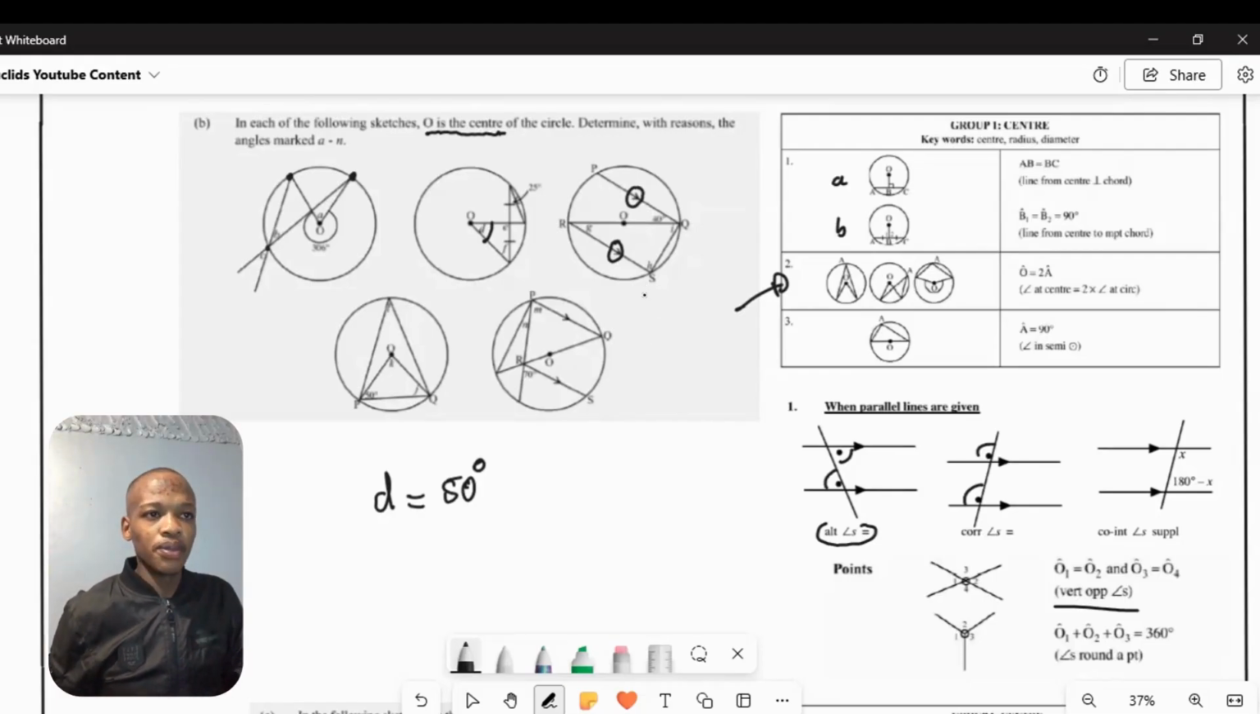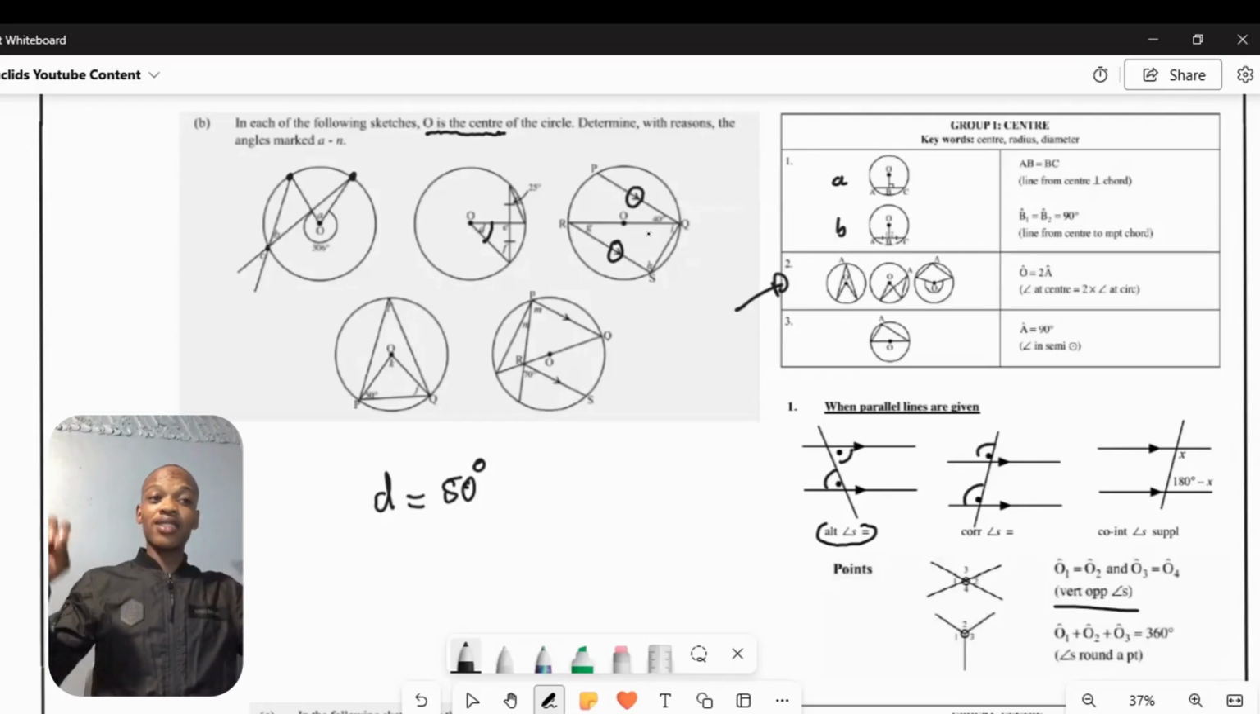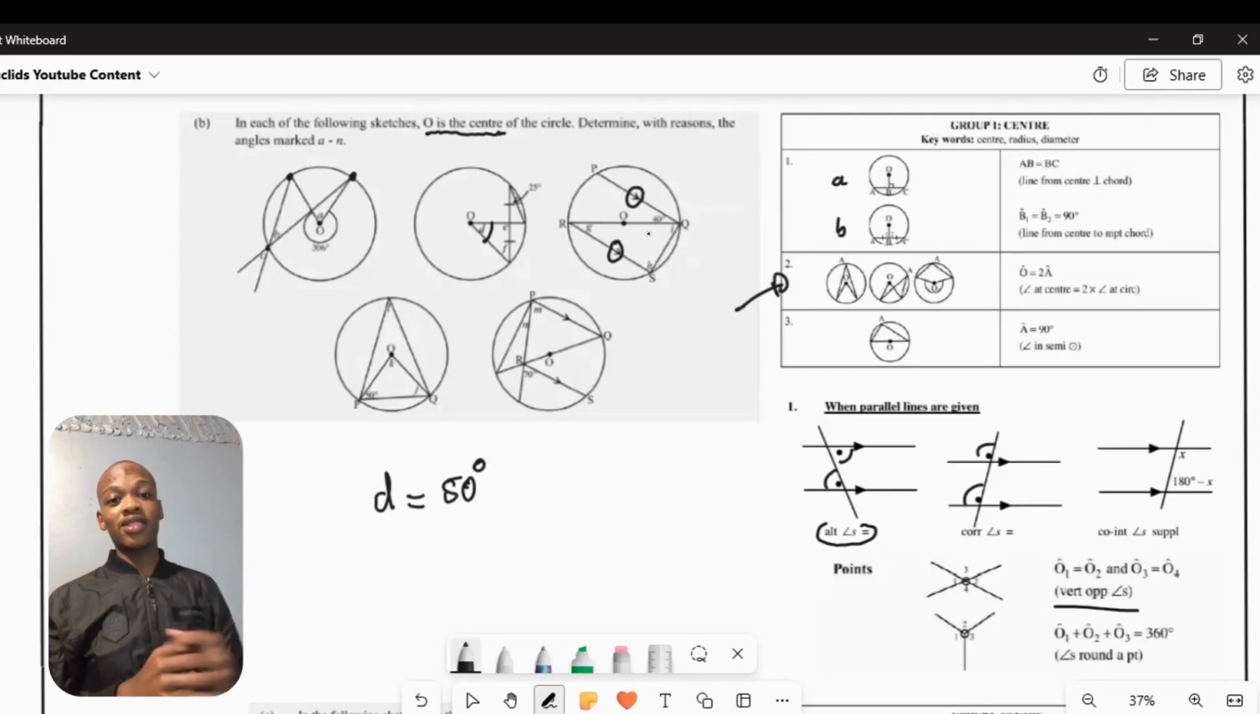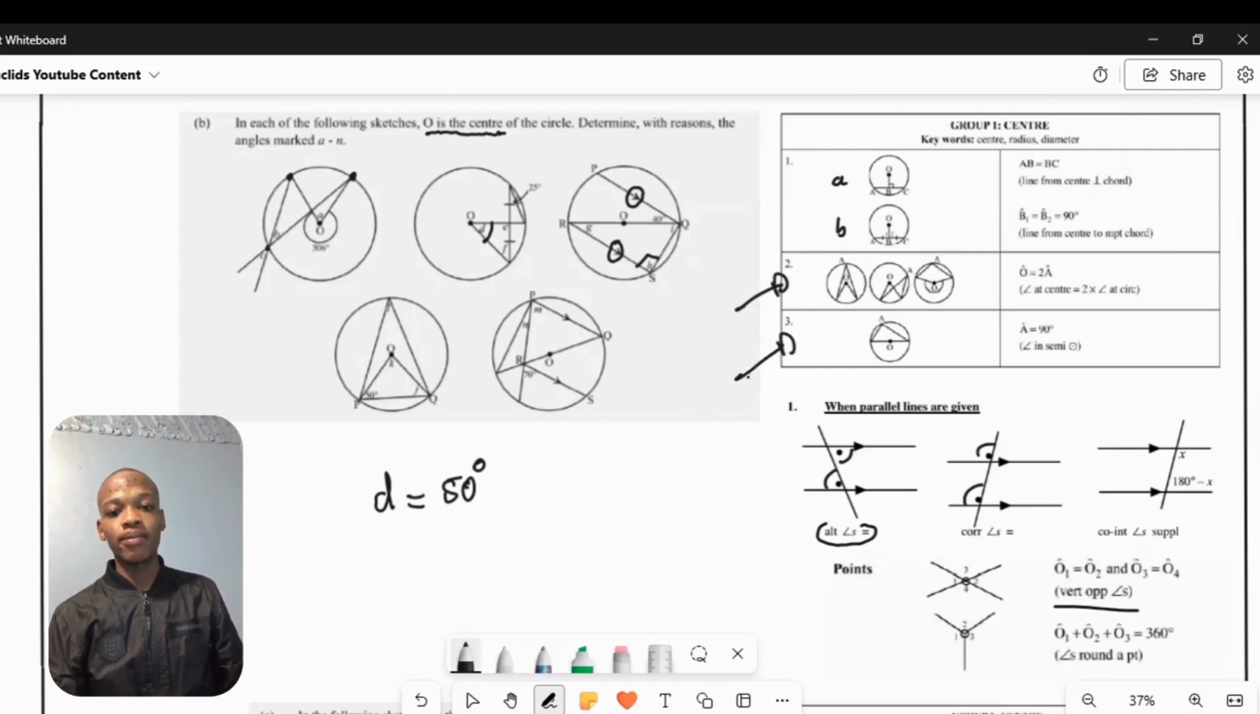And then H. What is H going to be? Diameter. RQ is a diameter. It's a line drawn from a particular point at the circumference, passing through the center to another point at the circumference. It's a straight line passing through the center. Diameter, which means H is 90 degrees, the angle in a semicircle.